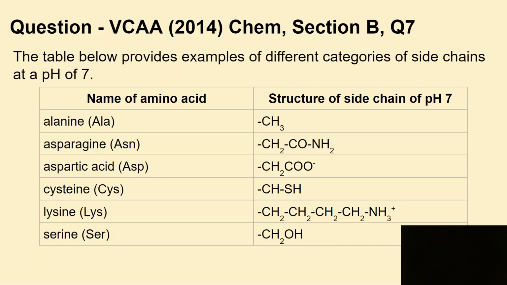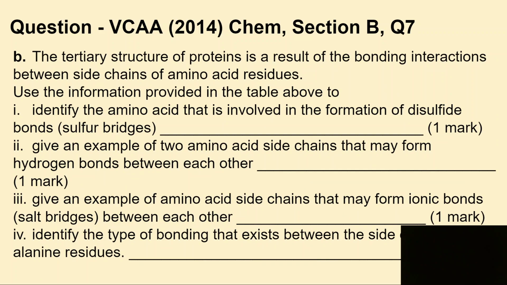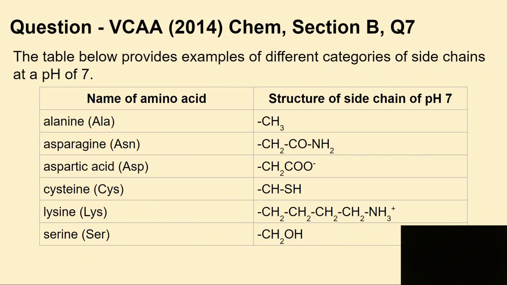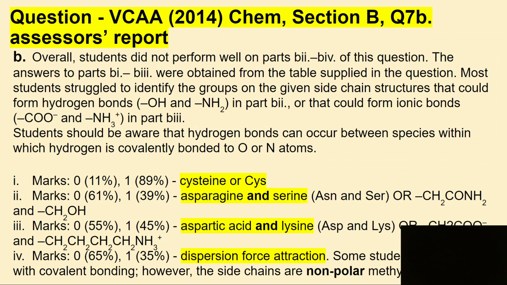Why? The ions. Identify the type of bonding that exists between two side chains of two alanine residues. Dispersion only. CH3 residue, non-polar. 89% got the first one. Cysteine. Only 39% got the next one.